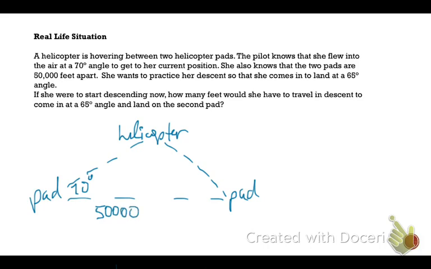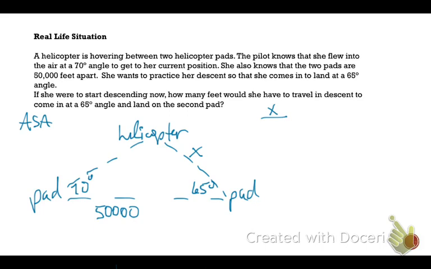She wants to practice her descent so that she comes into land at a 65-degree angle. If she were to start descending now, how many feet would she have to travel in descent, so here, to come in at a 65-degree angle and land on the second pad? Well, now if you look at this triangle we've created, what we know is an angle, a side that's included, and another angle. We can use the law of sines. We only have one measurement to solve for, and that's that distance the helicopter's going to need to fly into that second pad.